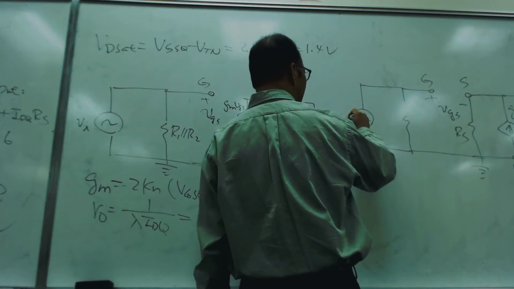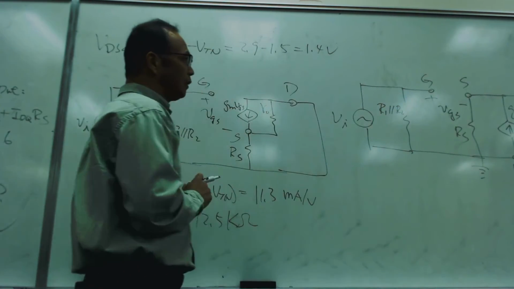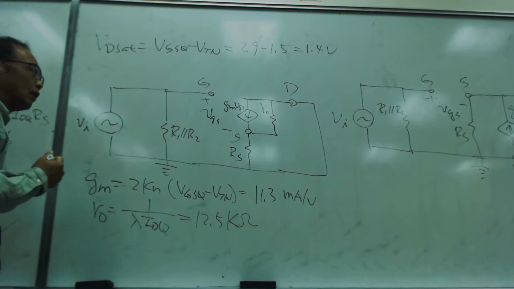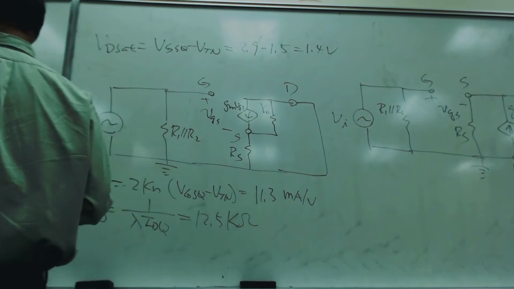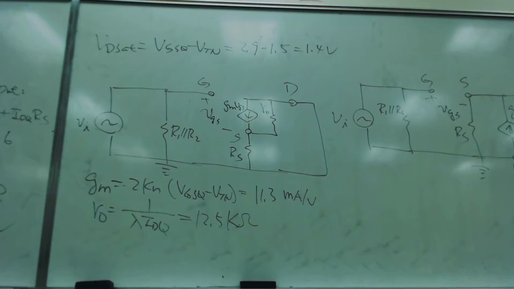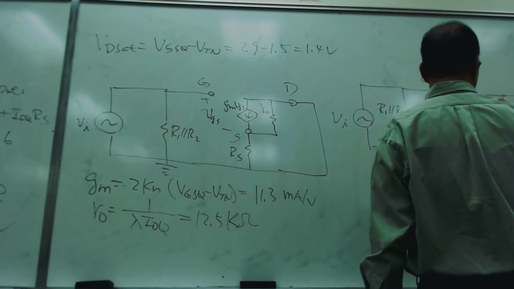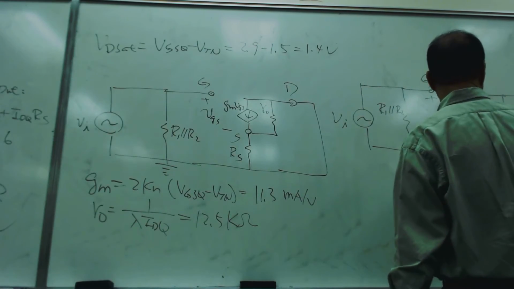This is V sub I, R1 in parallel with R2. Agree? Okay, where's V sub O, by the way? Oh, I did not tell you. V sub O is taken from here, okay? So that's V sub O. So therefore, V sub O is somewhere here. V sub O. Correct?